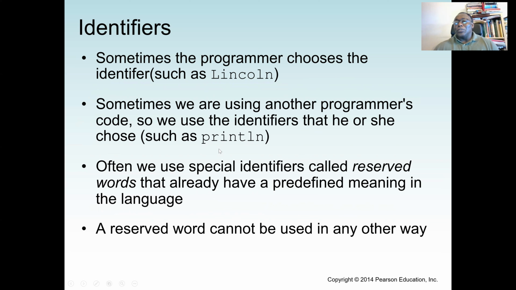So we can name our own identifiers, or we can use the built-in identifiers, like the class name. System is a class name. The identifiers that are built into the package, we call reserved words. I cannot use them for anything else. So I cannot declare a variable and name it println, because println is understood by Java as a method to print items on the screen.